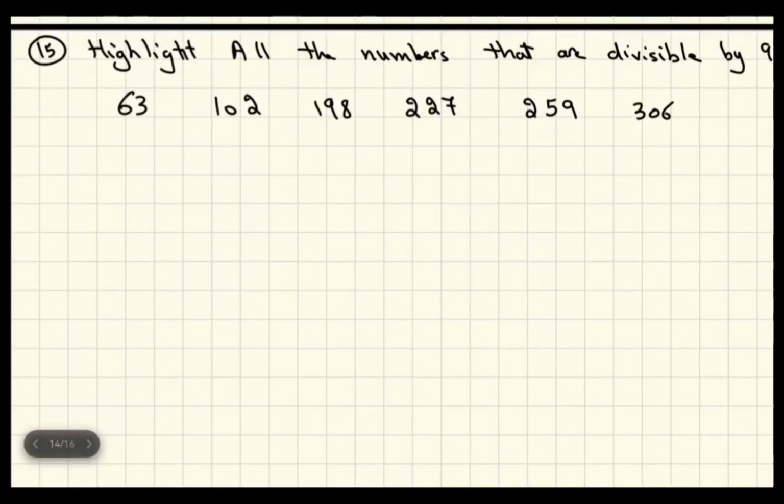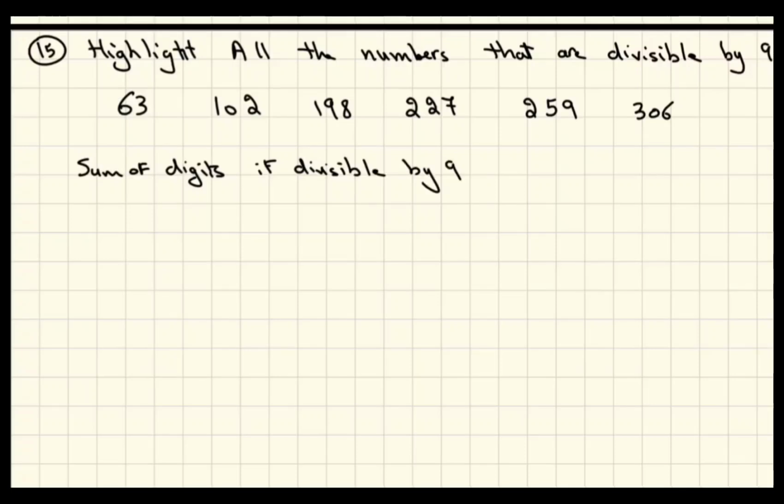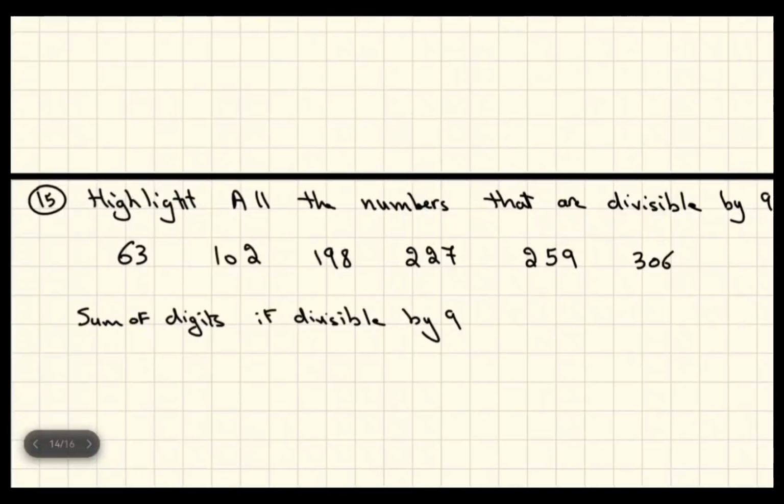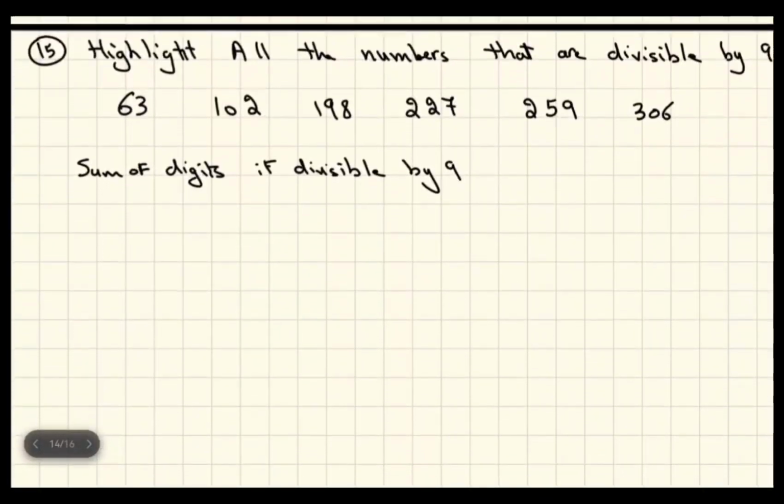Now, highlight all the numbers that are divisible by 9. It's very similar to 3. We check the sum of digits. If I add the digits and they are divisible by 9, it means the number is divisible by 9. Alright, 6 plus 3 is 9.